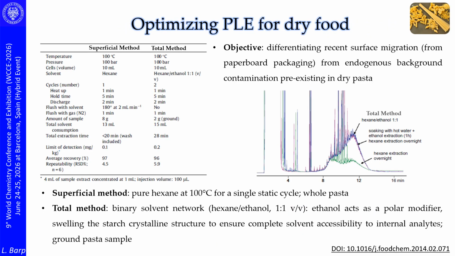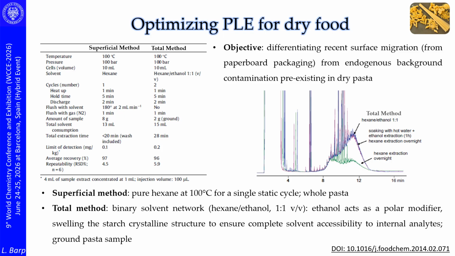When we move our focus from packaging materials to dry food matrices like semolina pasta, a fundamental question arises. Is it possible to distinguish between recent superficial hydrocarbon migration originating from paperboard packaging and endogenous background contamination already pre-existing within the raw material due to environmental or processing factors? To answer this question, we developed a dual-mode PLE strategy, specifically comparing a superficial method against a total method.